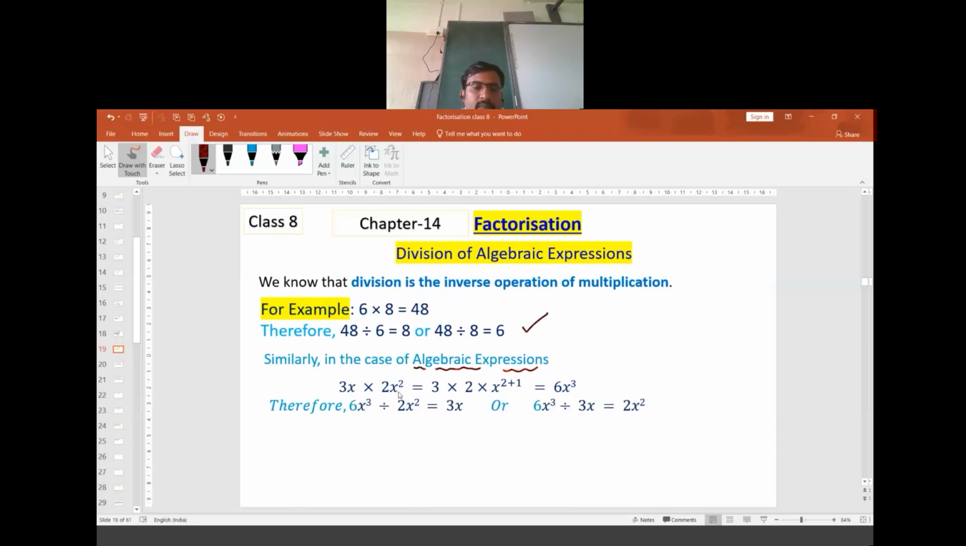3x multiplied to 2x square is nothing but 3 multiplied to 2. The numbers are multiplied. We get 6. X multiplied to x square is x to the power 3, because we have to use the law of exponents. The powers should be added up. We get 6x cube, which means that when the product is divided by one of these, we get the other. 6x cube divided by 2x square, we get 3x. At the same time, 6x cube divided by 3x will give 2x square.